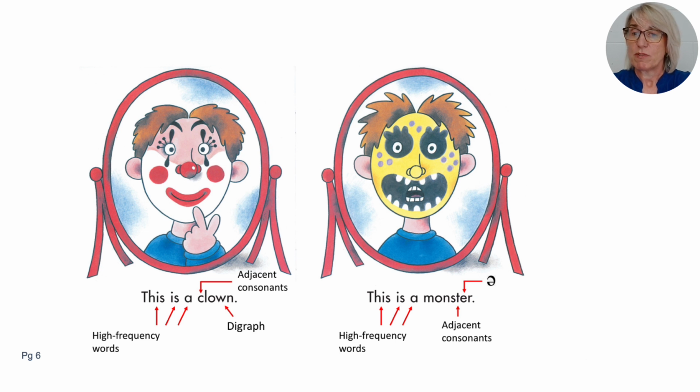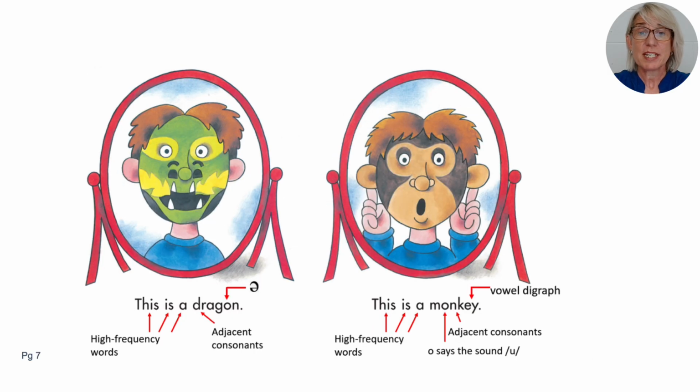On the second page, we've got a schwa, so the upside down E symbol is a schwa, so that's a lazy vowel sound. So in monster, the multisyllable word monster, the end sound is not said as e but is said as uh. There's also adjacent consonants in there with the ST. On the next 2 pages, we've got another schwa, and this is a dragon. So instead of dragon, if we read it phonetically, we actually say it dragun. So the O is representing an uh sound here.